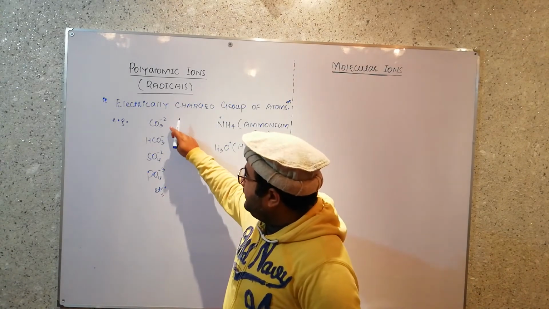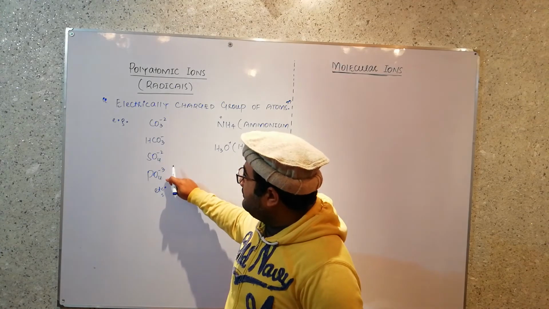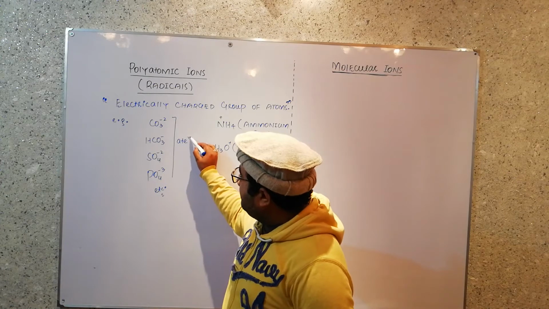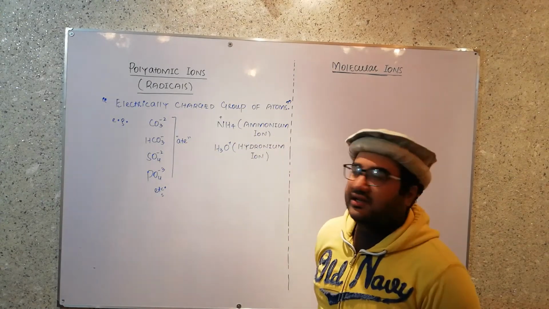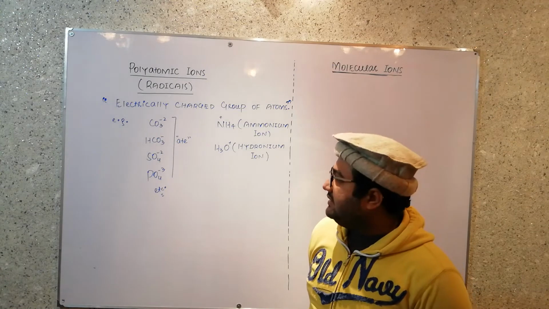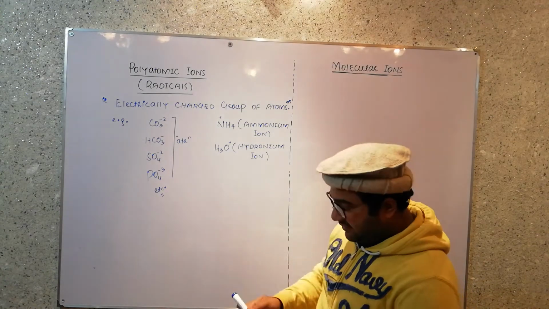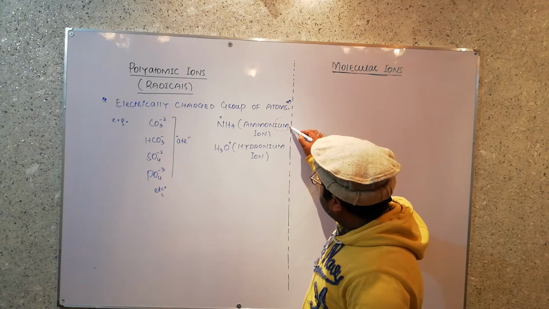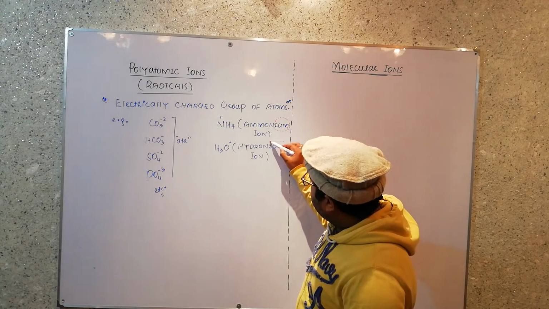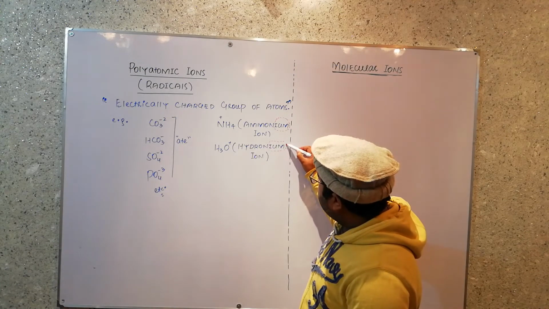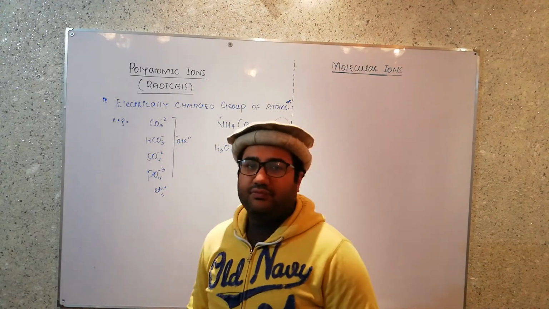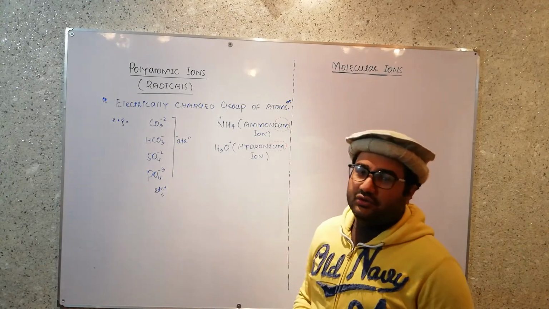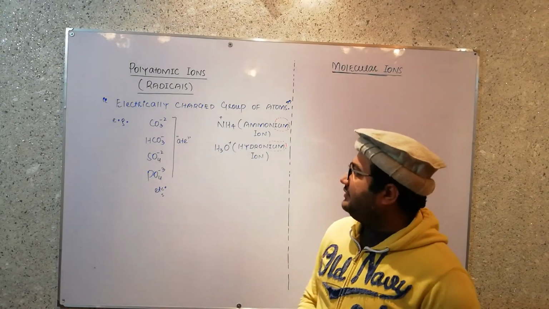This one is carbonate, bicarbonate, sulfate, phosphate. You can see that a common suffix "ate" is used in every name: carbonate, bicarbonate, sulfate, phosphate. And similarly, in case of positive ion, "ium" is used. And this "ium" is basically an indication of the positive ion. Carbonium ion, oxonium ion. So "ium" is an indication of the positive ion.